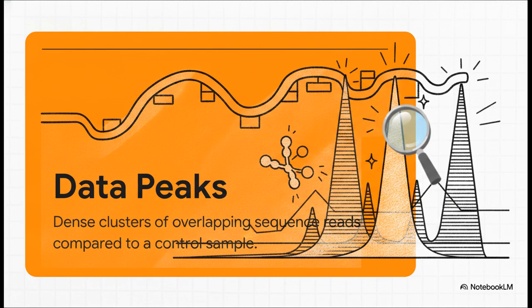When the software maps those reads back onto the reference genome, it's specifically hunting for peaks. These are dense clusters of overlapping sequence reads. We know they're significant because they pile up way higher than a control sample, one that wasn't sorted with our special antibody. Basically, a peak is the data screaming, hey, your target protein spent a ton of time sitting right here.